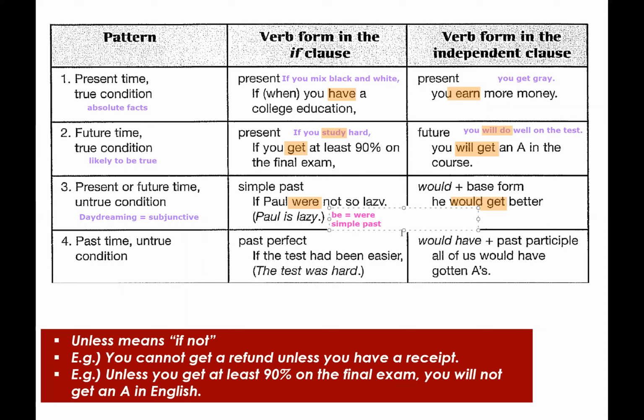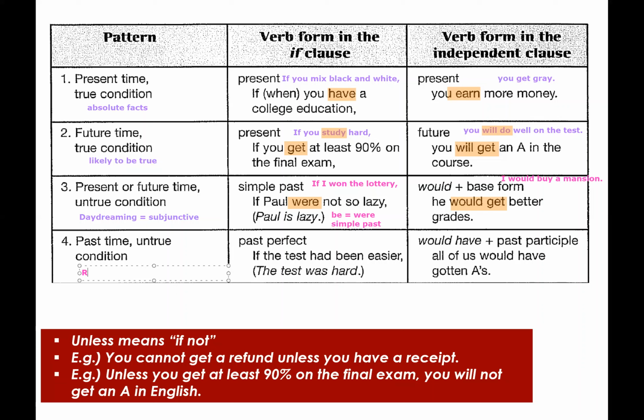Okay. So, for example, if I won the lottery, I mean, that is daydreaming. I didn't win the lottery. I would buy a mansion, right? Or if I were the Queen of England, I would make Ray a princess. I don't know. Okay.